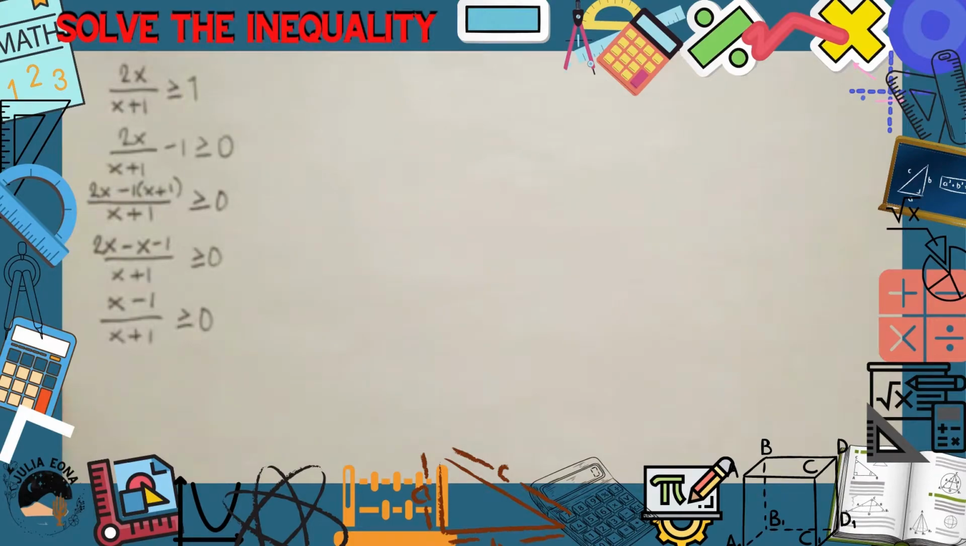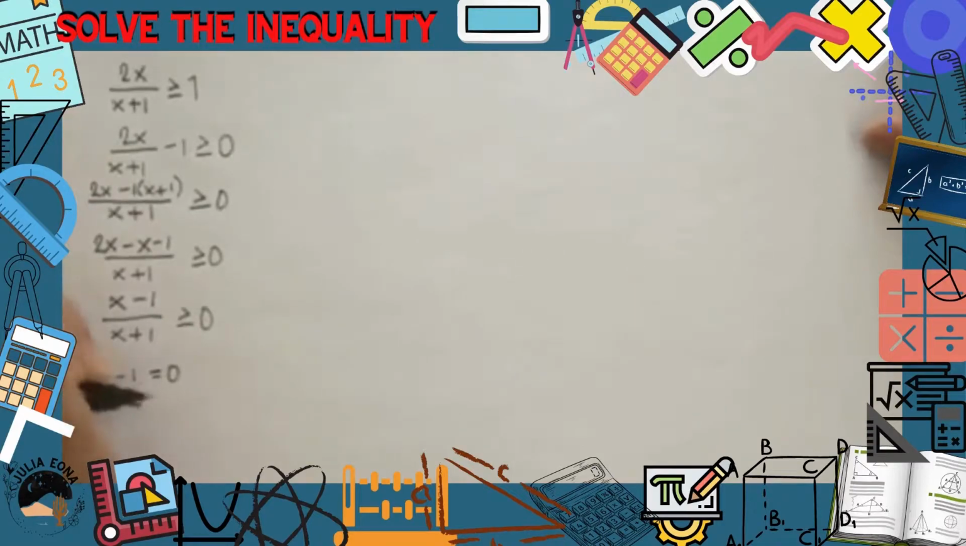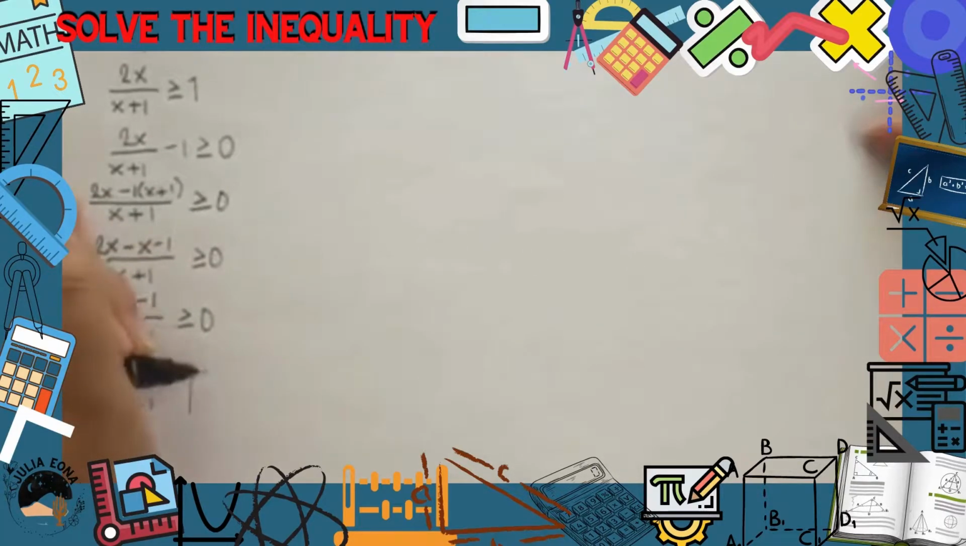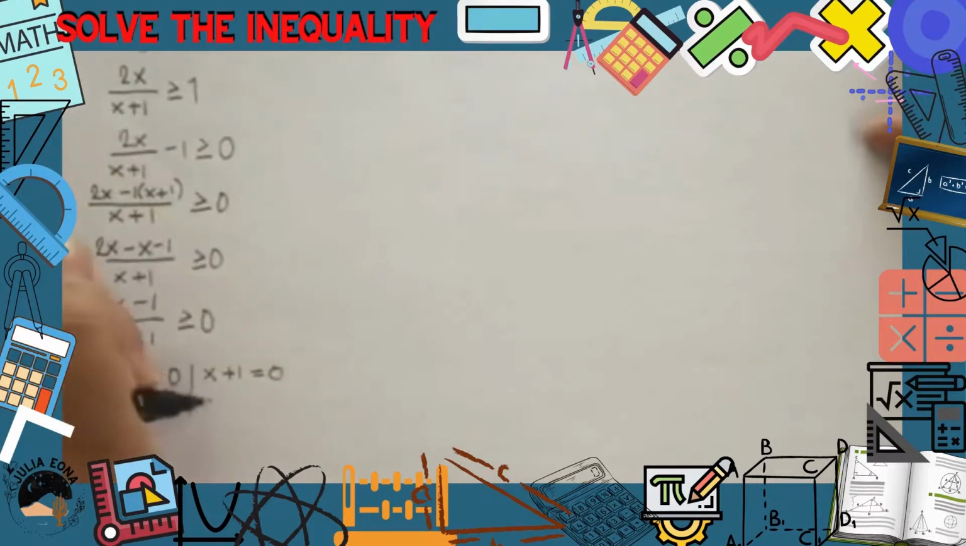The next step that we're going to do is let us equate x minus 1 to 0 together with x plus 1. So x minus 1 equals 0, so x is equal to 1, and then next is x plus 1 equals 0, so x is equal to negative 1.